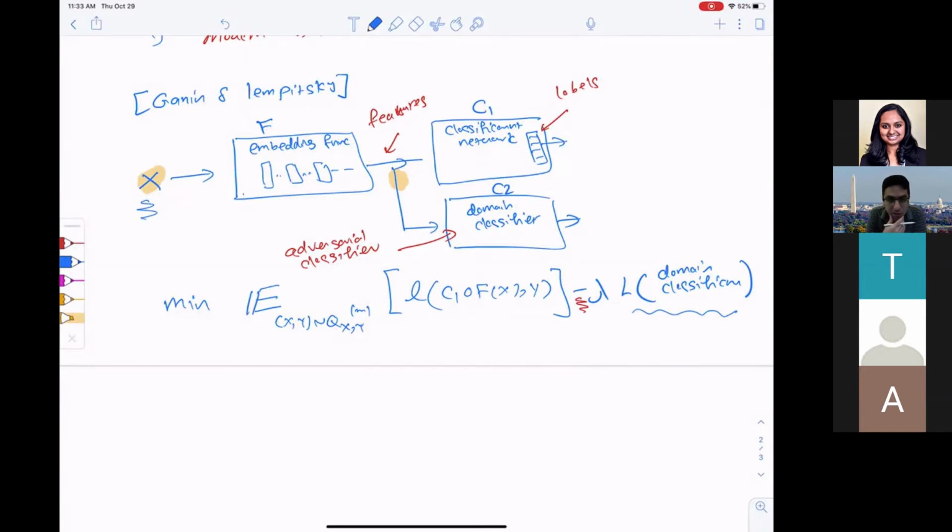All right, so there's a question, is this optimized in a min-max fashion? No. So there's a single minimization, right? So you have minimization on FC1 and then over C2, but there's a negative here. So it is not min-max. You can think about a min-max formulation. I'm going to talk about that right after this.